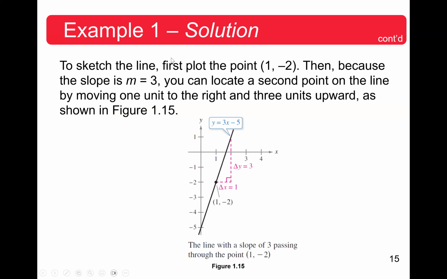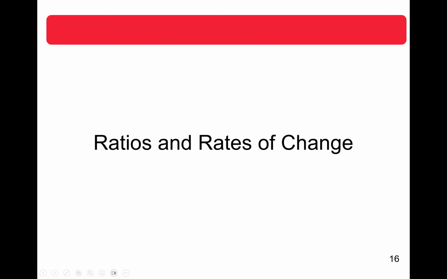So to sketch the line, first we plot the point 1 and -2. Then because the slope is 3, we can locate the second point on the line by moving 1 unit to the right and 3 units upward because it's +3. So this gives us our second point here. We move 1 unit to the right, 3 units up. So now if we know the second point, then we can draw the line.